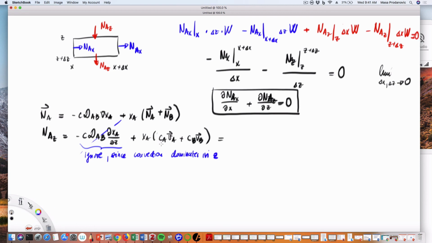And then this C_A, this is C X_A V_A, this is C X_B V_B. So I can take C times X_A V_A plus X_B V_B. What type of average is this? Both of them are arithmetic, but one is using molar fractions and the other one is using mass fractions. So this is what we refer to as V star.